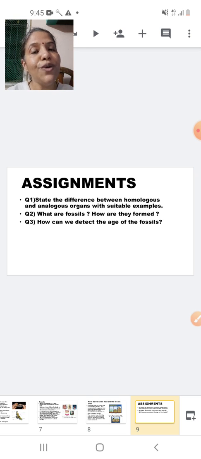What are fossils? We know they are the dead remains of plants and animals. Either you can get them directly in the form of bones, or you can get an impression, especially in the case of organisms like insects. How are they formed? One layer is deposited over another, and in that way we have different fossils. How can we detect the age of a fossil? By studying the different layers of the rock. At the same time, we can also go for carbon dating, that is by using isotopes.